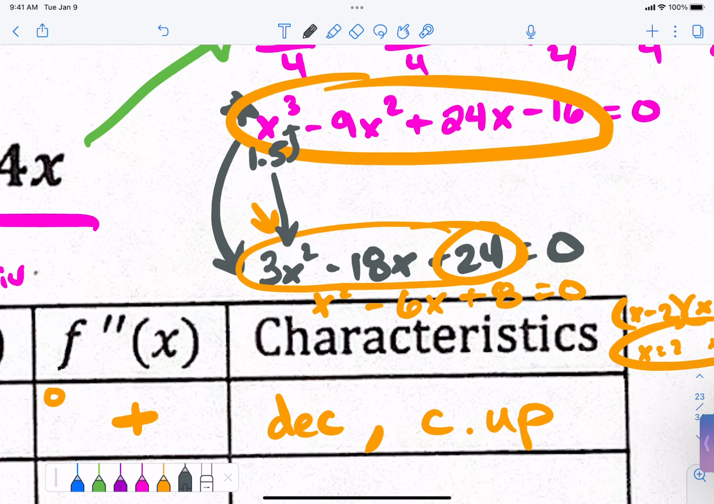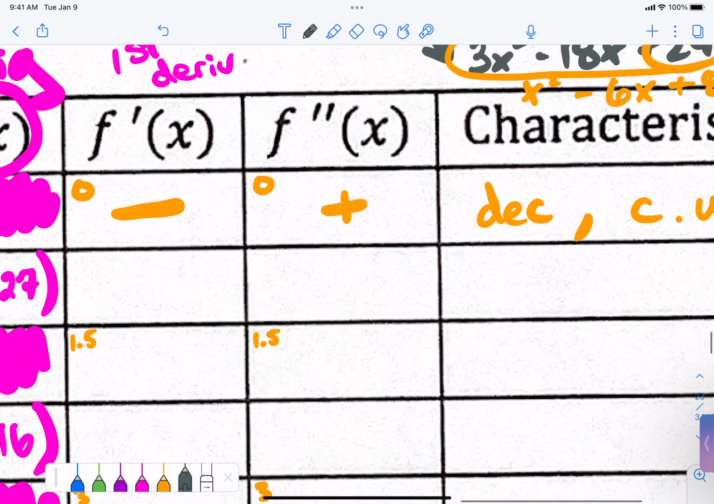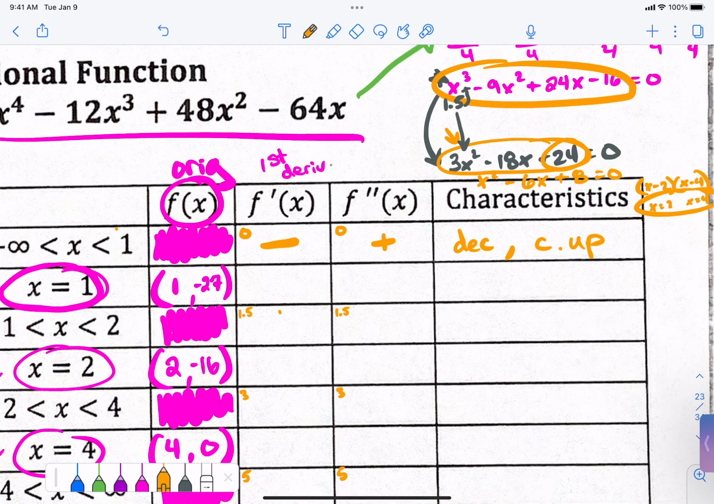There you go. Okay. Let's see. 1.5 to the third power, minus 9 times 1.5 squared, plus 24, minus 16. Oh, I didn't square my thing. I got 3.125, so I got positive. All right, write that down. Positive.